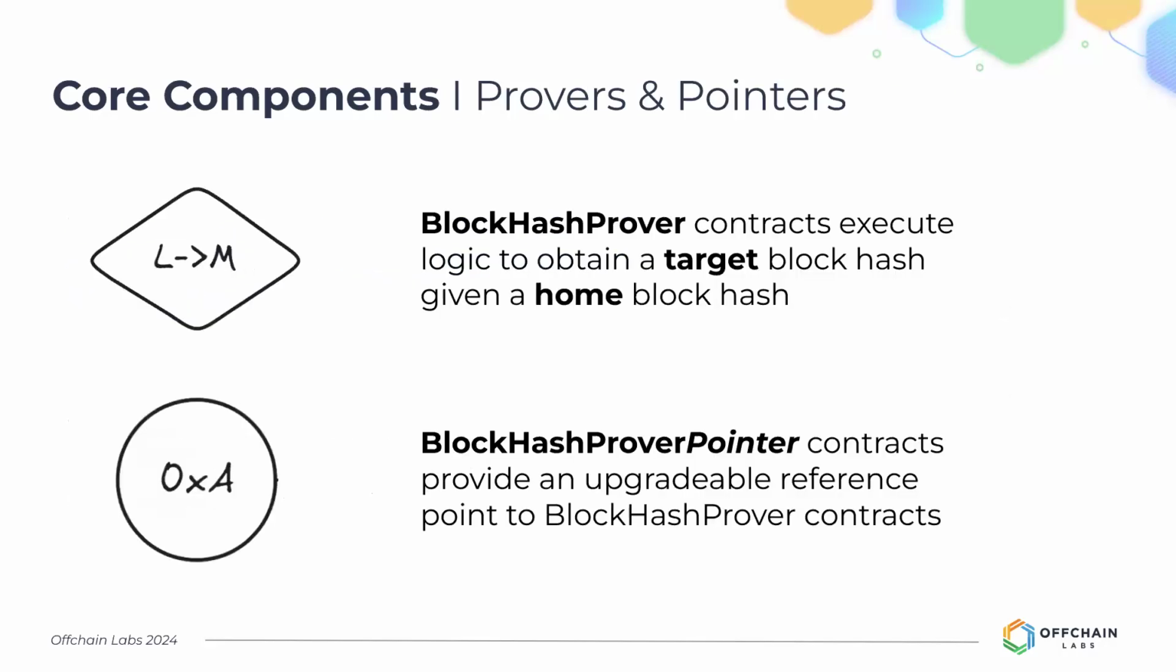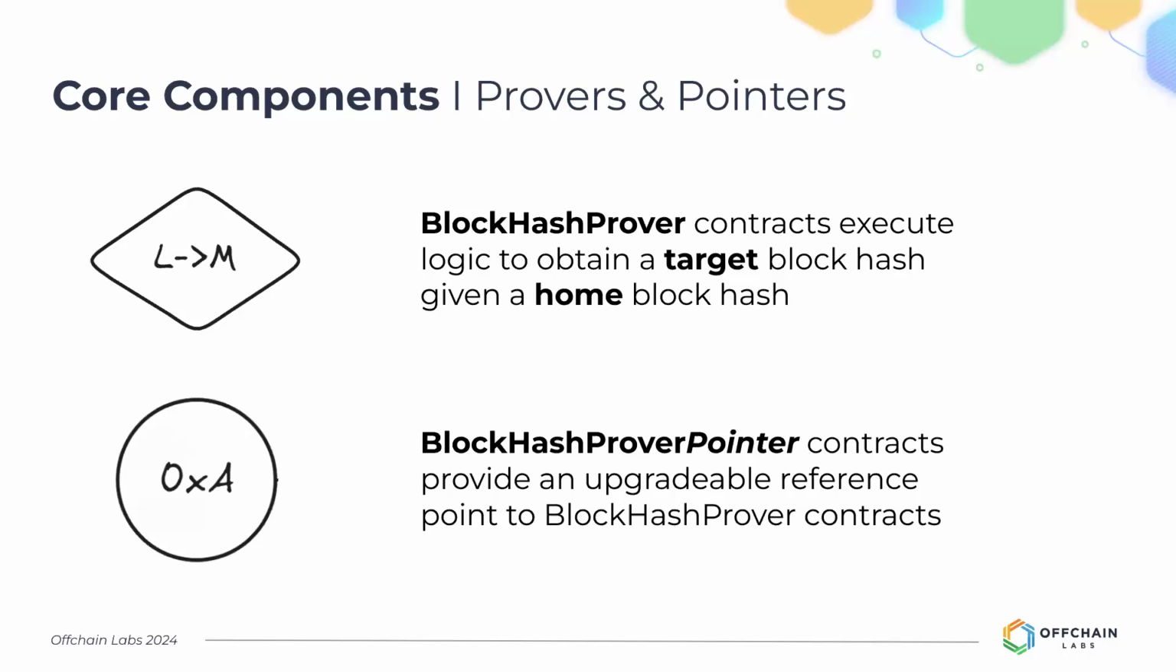We think one of the main innovations of this standard are these provers and pointers. Basically, these block hash prover contracts contain and execute logic to obtain a target block hash given a home block hash. In this picture, we've got L to M. You can take a chain L block hash and get a chain M block hash through verifying a storage proof, assuming the chain M block hash exists in chain L's storage, if that makes sense. This is what allows us to support heterogeneous rollup stacks, because they each have different locations for where they're storing block hashes on parent and child chains and so on. So we have contracts that define procedures for each of these chains.